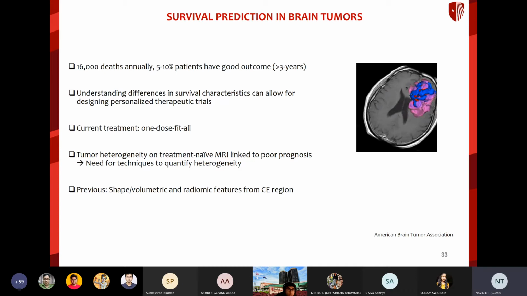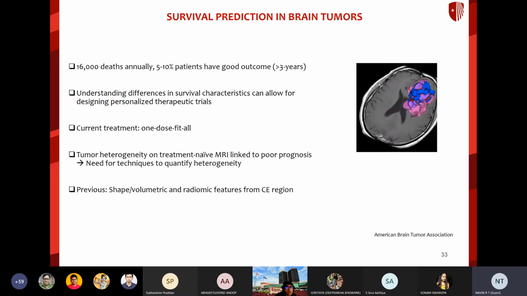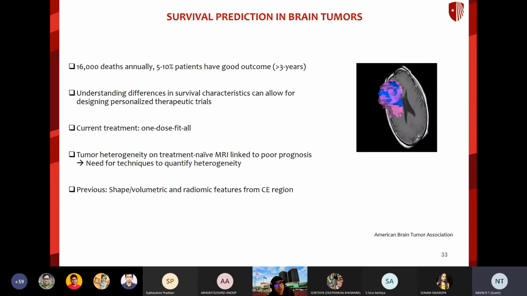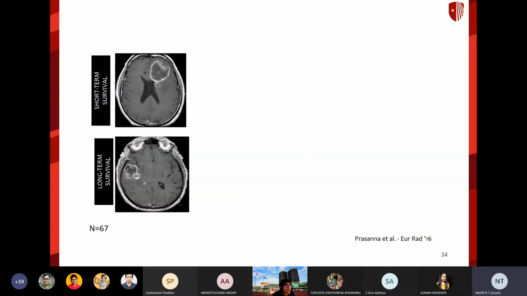Previous groups had looked at different kinds of approaches, such as shape-based approaches and volumetric approaches, coming from the different regions of the brain tumor. So we took a more nuanced approach where we looked at not just the regions inside the tumor, but also the regions surrounding the tumor. I'll talk about it in the next few slides.